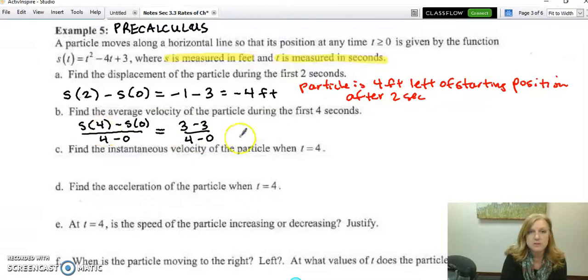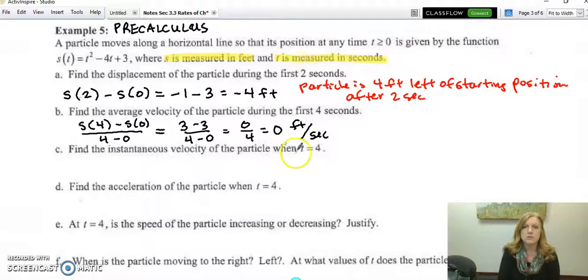I prefer you do this and then calculate it: 0 over 4, which is 0. And your units on this, the top is your displacement, feet. Change in time is seconds, so 0 feet per second. So on average, since your displacement is actually 0 for the first 4 seconds, where you started is the same place where you ended up. So you actually end up with an average velocity that happens to be 0.